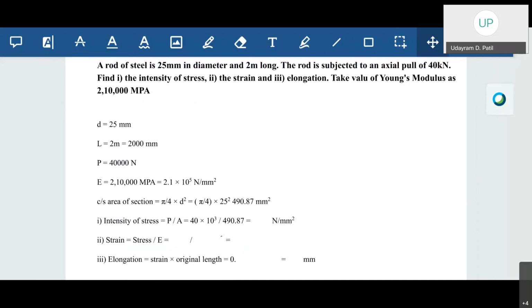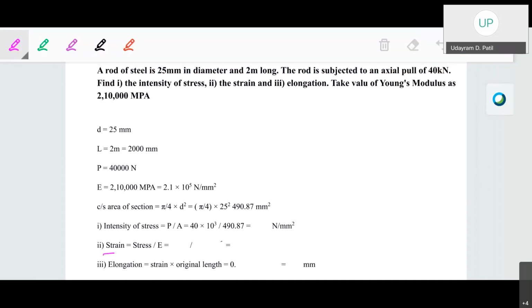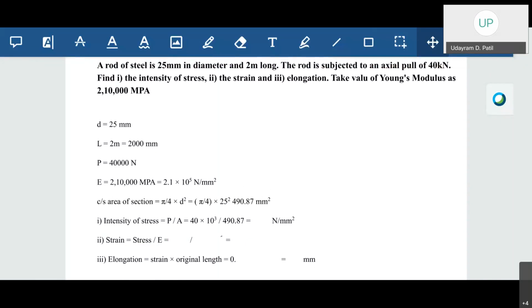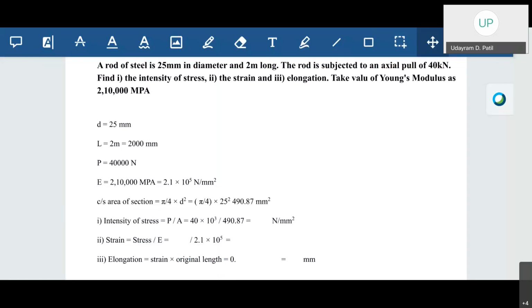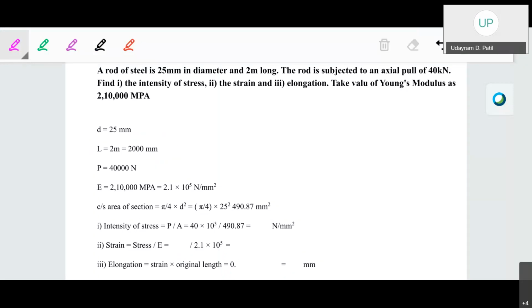Similarly, the strain will be the stress divided by E, that is the Young's modulus. Young's modulus is 2.1 multiplied by 10 raised to 5. Similarly, the elongation will be the strain multiplied by the original length of that member. Original length will be 2000 mm. So calculate all of these values and put them in the chat box: the intensity of the stress, strain, and also the elongation of this bar. Understand how we are calculating them.